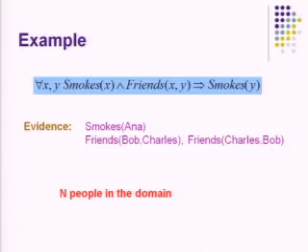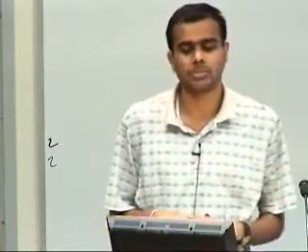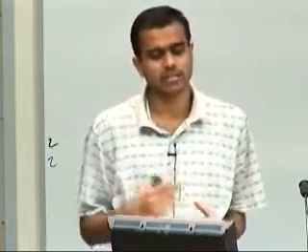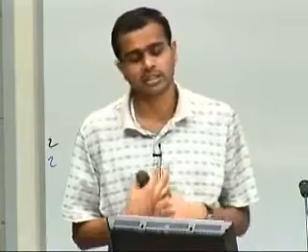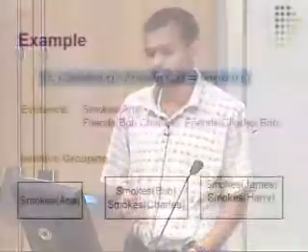The example is this. I am just going to work on one formula, and then you can extend it to as many formulas as you want. But for illustration purposes, just one formula. Let's say we have smokes(x), friends(x,y) implies smokes(y), the same old example. Let's say we have some evidence: Anna smokes. We know that smokes of Anna is true. We know that Bob and Charles are friends, and Charles and Bob are friends. So this is our evidence. And let's say we have n people in the domain, with n greater than 3.